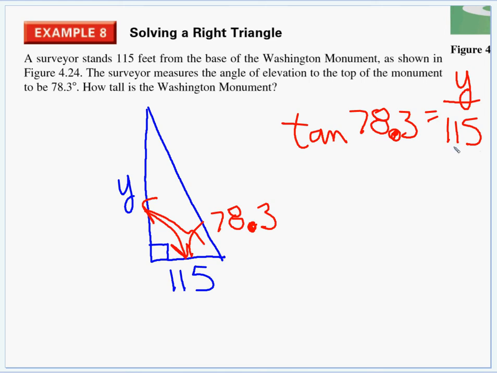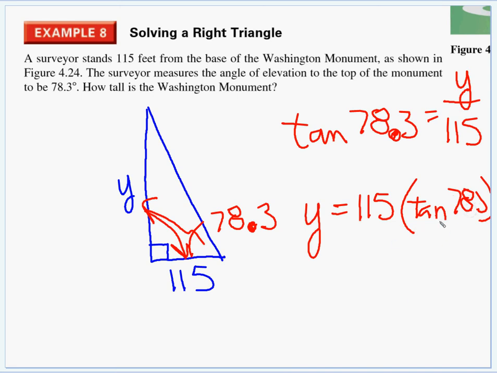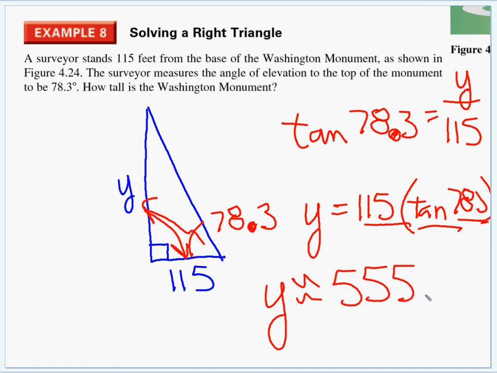Now again, if the y was in the denominator, we would just switch those places. But here's the nicer variety. Y is in the numerator, so we're going to multiply both sides by 115. 115 times the tan of 78.3 degrees. Punch it on your calculator, 78.3, hit the tan key, multiply that by 115. Y, the height of the Washington Monument, is approximately 555.31 feet.